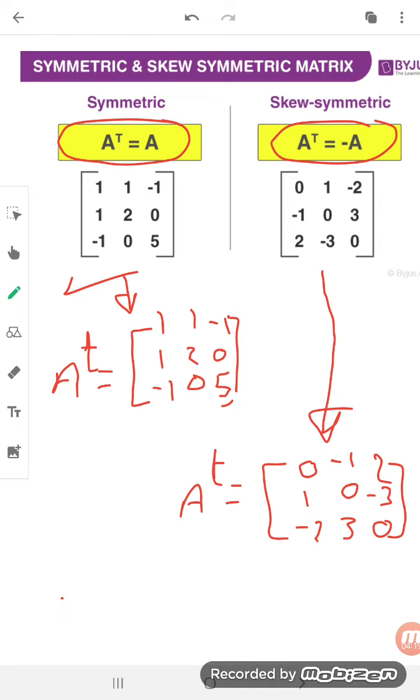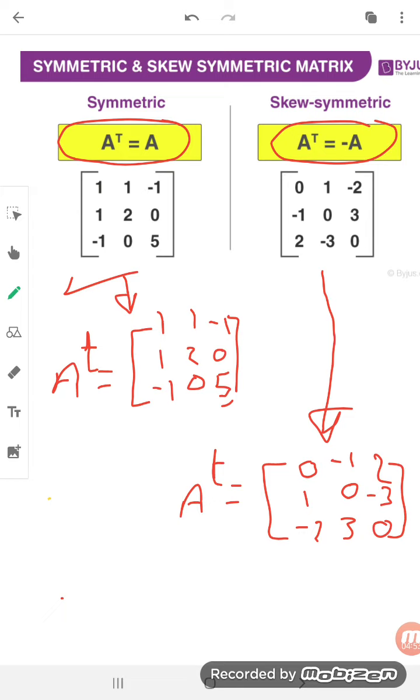So each element became the additive inverse of the original element. 1 became negative 1, negative 2 became 2, 3 became negative 3, and so on. Okay, so we can say AT equal negative A. This matrix is called skew symmetric matrix.